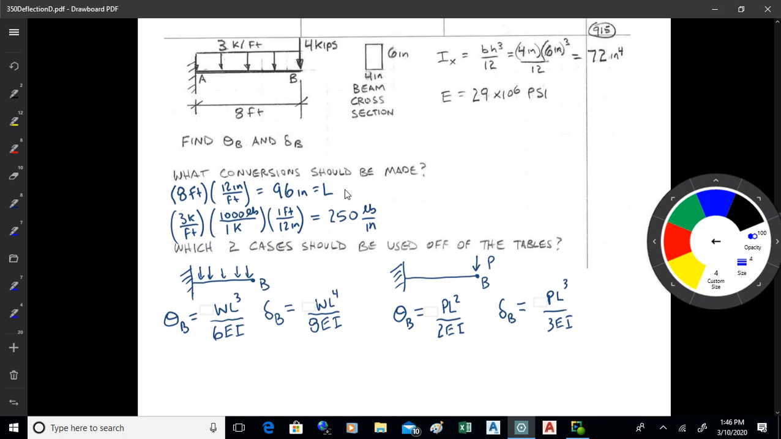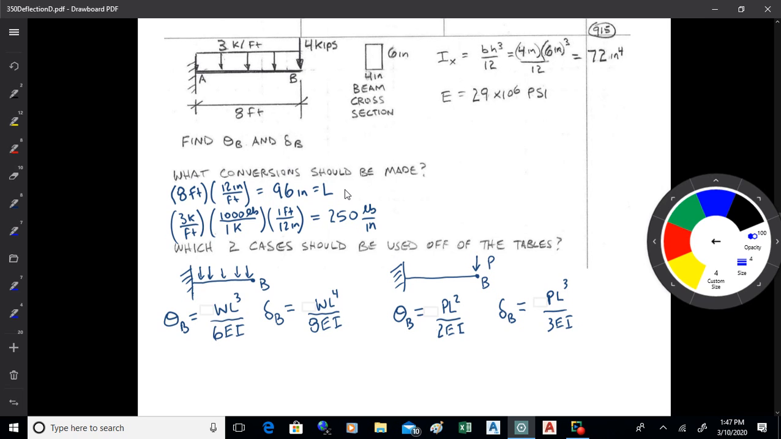All right, so if you look at your table, for a cantilever with a distributed load, you've got theta, which is an angle, but for small angles in radians, that's equivalent to the slope. So that's the slope. It's WL cubed over 6EI, and delta B is WL to the 4th over 8EI. That's for a distributed load.